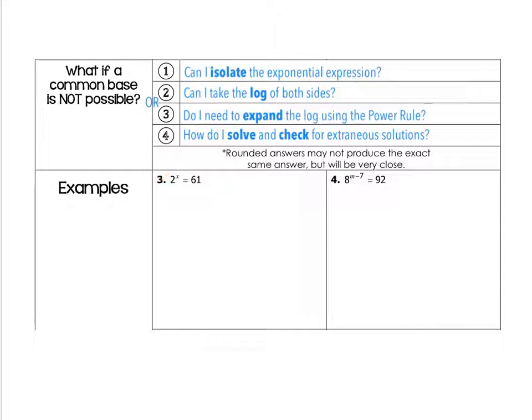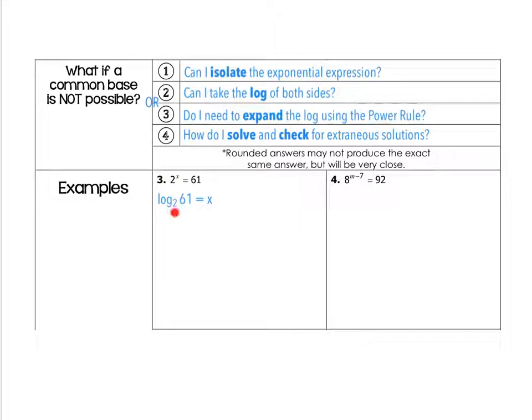Let's go ahead and look at this first example: 2 to the x equals 61. Can I isolate the exponential expression? It is already isolated. I have a base and an exponent, and that's it on the left-hand side of the equation. From here, there are 2 different methods, and I'm going to walk you through both of those. Let's start with this one, which is in exponential form. Let's put it in log form. Base 2 to the x equals 61 can be written as log base 2 of 61 equals x. Notice that my x is isolated, so this is my true value.